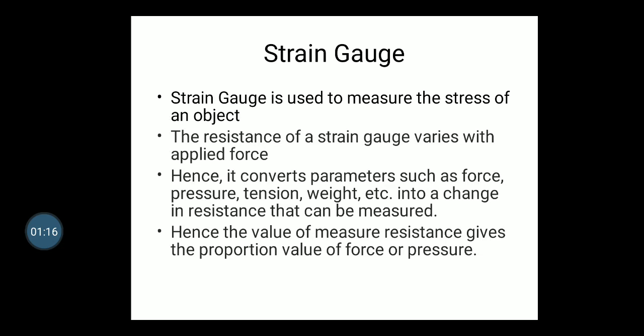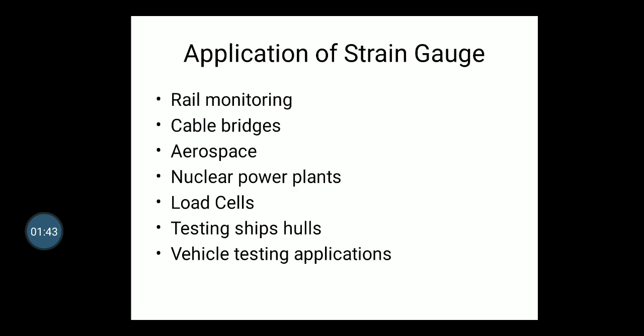Then we have seen the strain gauge. So what does the strain gauge do? It measures the force or pressure or weight, tension, etc. How does it measure? Whenever force is applied on the strain gauge, there is a change in the resistance. So by measuring the value of the resistance, we can measure the strain on that object. Strain means here force, pressure, anything. Then these are the applications of the strain gauge: rail, cable, aerospace, etc.